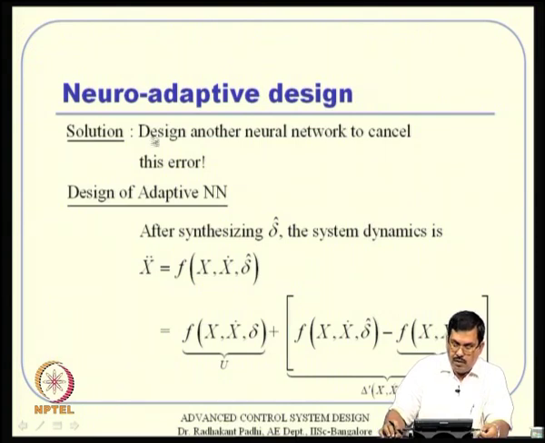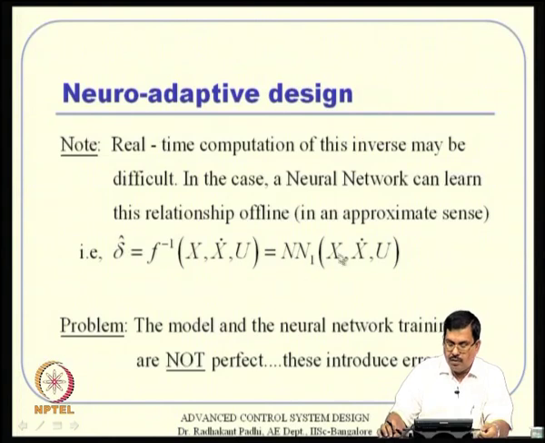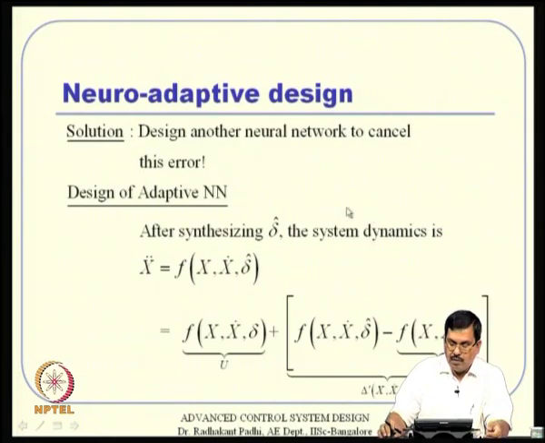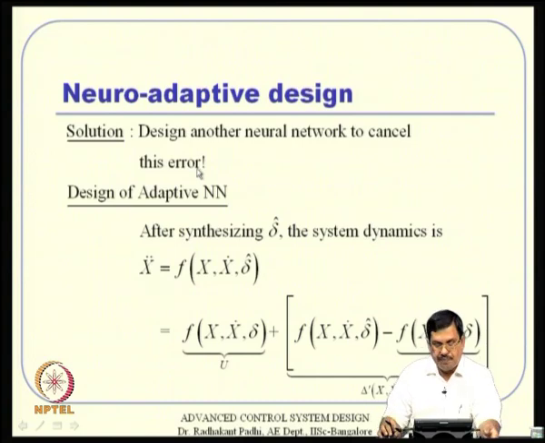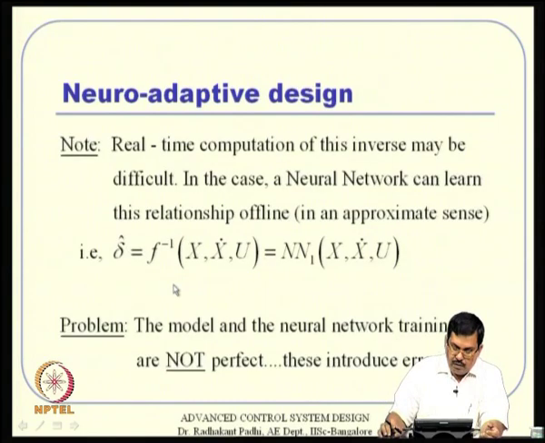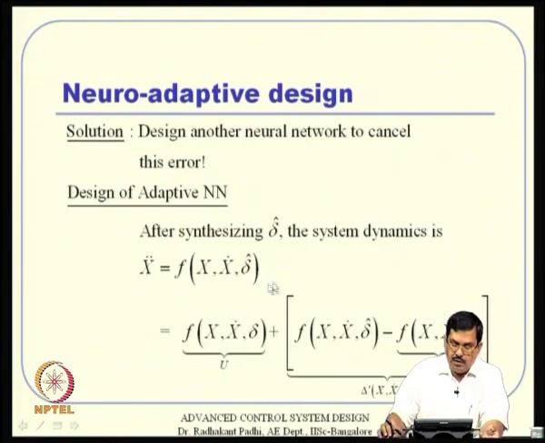So, what is the idea here? We want to design another neural network. Remember this is neural network 1, just to have that inverse function ready. So, now let us talk about another neural network 2, to cancel this error. Okay. Now, how do you do that? Let us say we have synthesized this delta hat using a neural network. So, that is whatever the neural network predicts, or whatever this function inverse is giving us, that is nothing but delta hat.